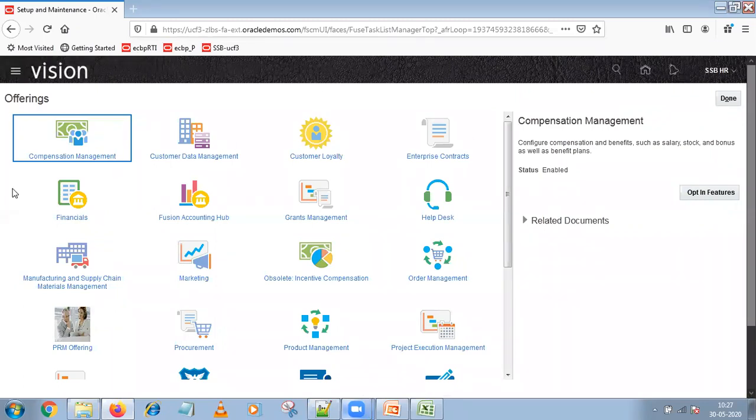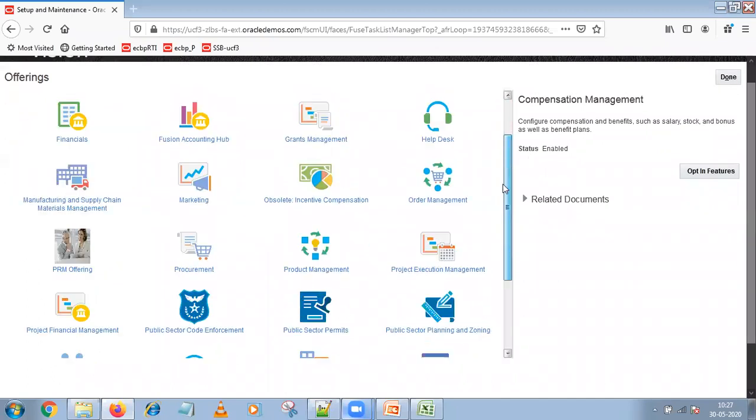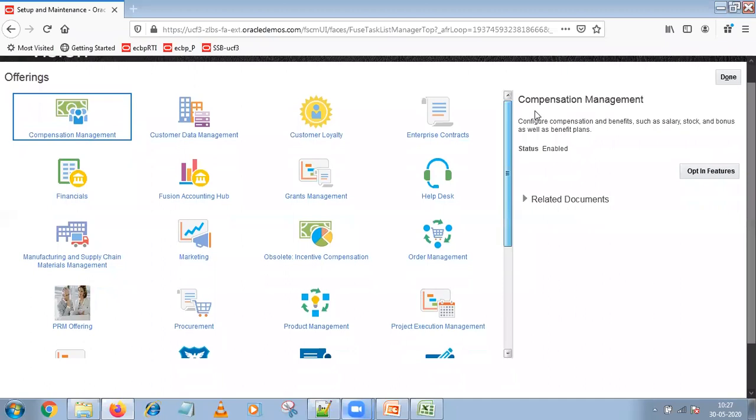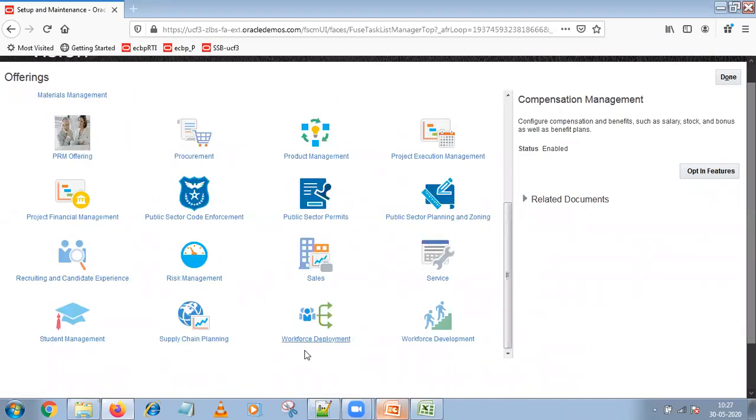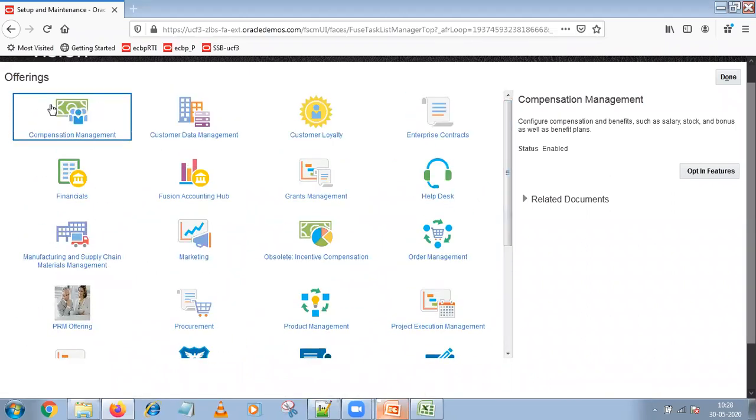We will talk in detail about all these things, but look at that. This Oracle Fusion application has this many offerings. These offerings are not all related to our HCM. You see compensation management, I told you, right? And then you have workforce deployment and workforce development. These three offerings are related to our HCM. The remaining offerings are related to finance, supply chain, supply chain planning, recruitment, risk management, and other things I'm not sure about in other streams. But from our HCM perspective, we have workforce deployment, workforce development, and compensation management.